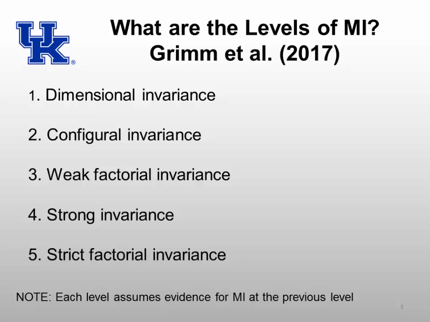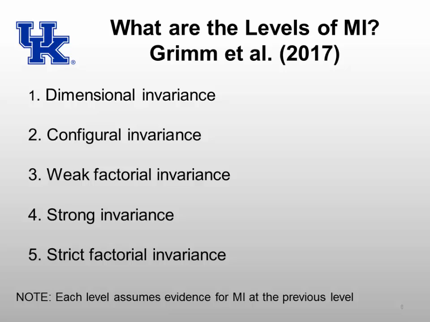So let's look at, again, the 5 levels of measurement invariance. These are the levels as labeled by Grimm et al., and they talk about the procedures and the strategies that are used for measurement invariance. We're using their terminology today. You'll read slightly different words for these levels, but we're using their language today. So the very first level of measurement invariance is dimensional invariance, and we're going to talk about what each one of these levels is in just a minute. Dimensional is the very basic level. The next level is configural invariance. The next is weak factorial invariance, and then strong invariance, and then lastly, strict factorial invariance. And we'll talk in detail about what each one of these levels are.